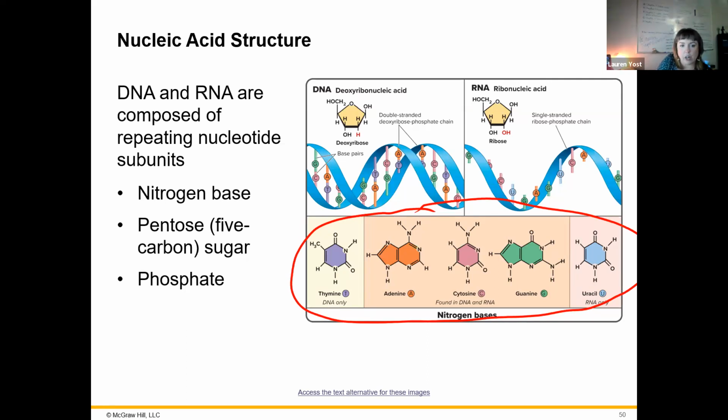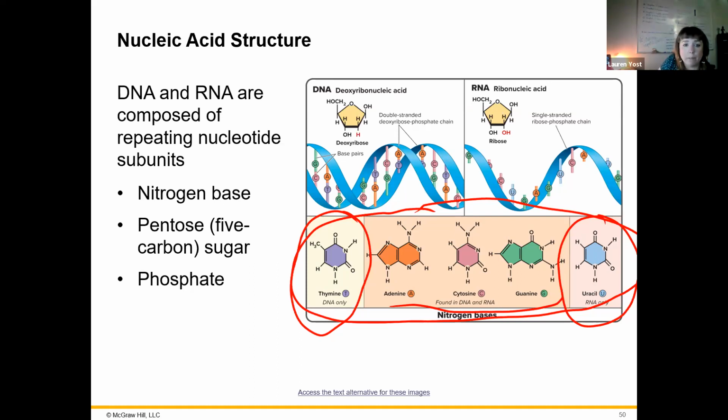DNA has the nitrogenous base thymine in addition to these three, whereas RNA has the nitrogenous base uracil, but it does not have thymine. DNA does not have uracil. So you basically replace thymine with uracil for your RNA. The other difference is that RNA has a different sugar, which is why it's called what it is. So DNA is deoxyribonucleic acid, and then RNA is ribonucleic acid. Well, RNA doesn't have the deoxy. That's really the only difference.